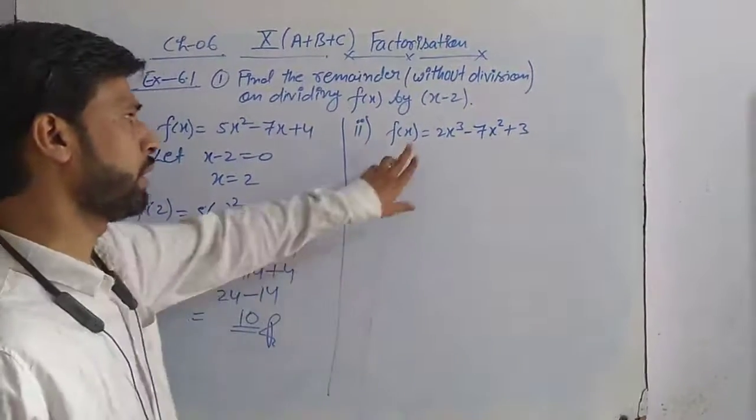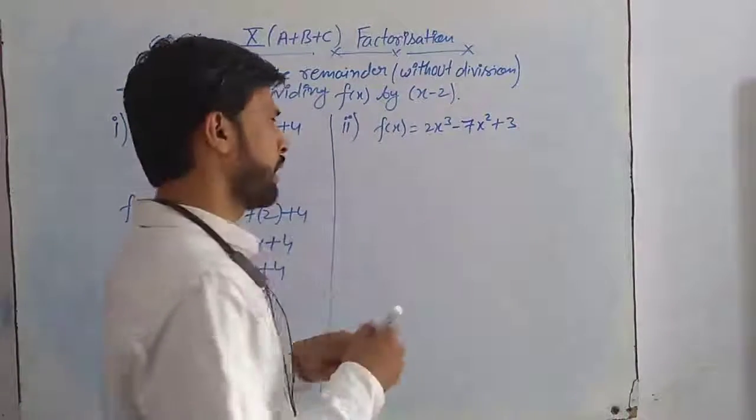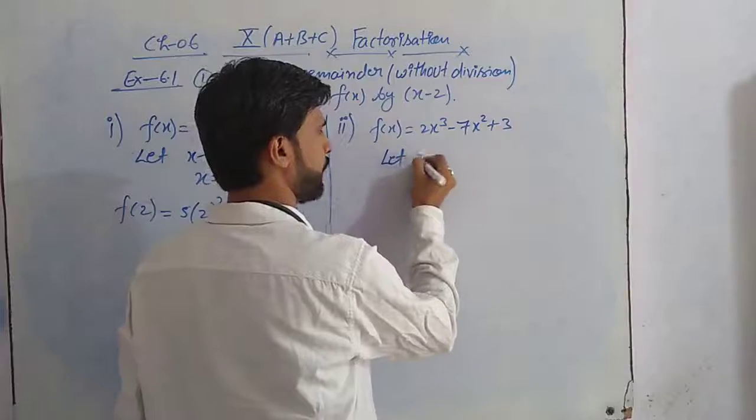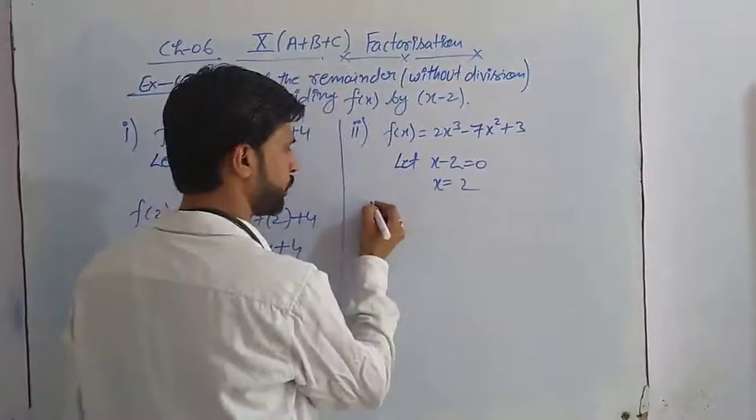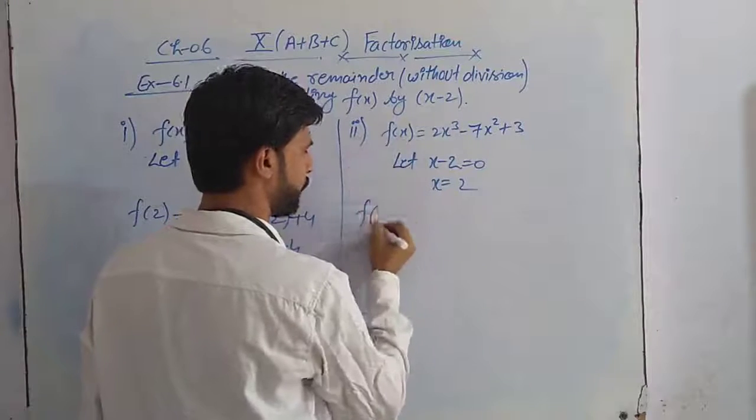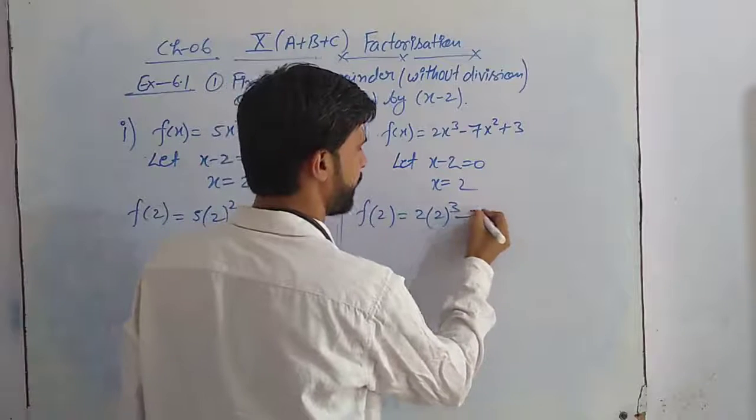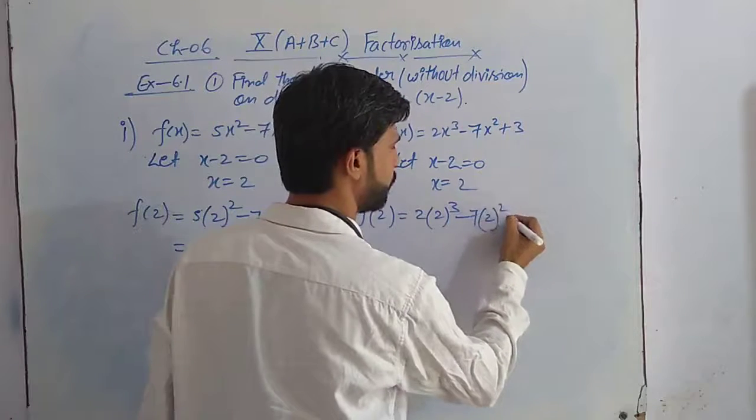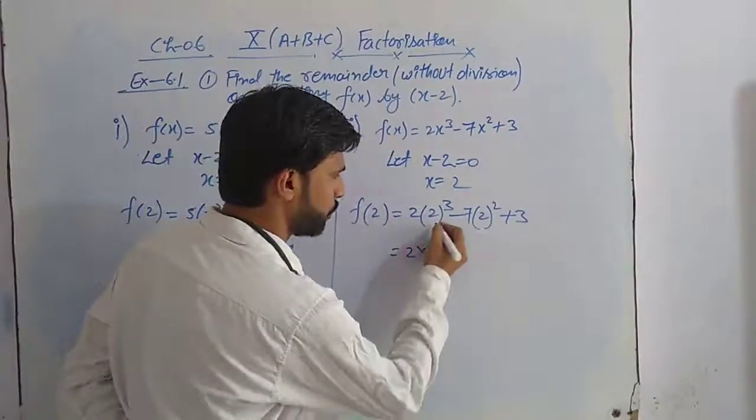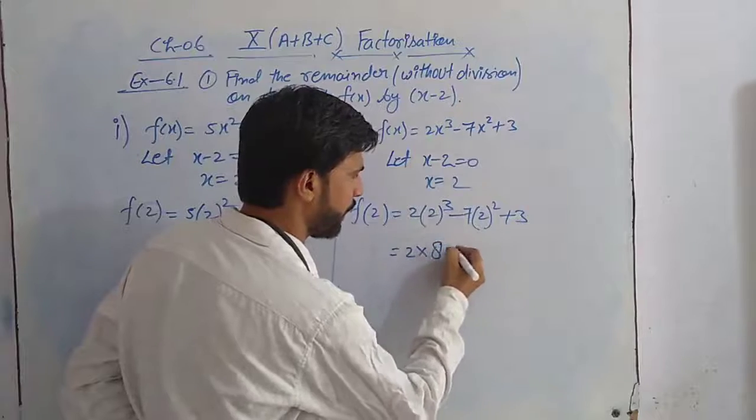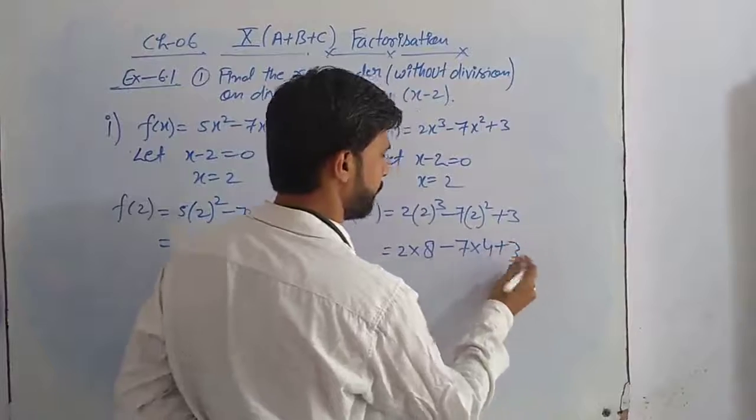And the second part of this question, f(x) equals 2x cube minus 7x square plus 3. Again, let x minus 2 equal 0, then we get x equals 2. Now substituting the value of x in the given function, we get 2 to the power 3 minus 7 times 2 to the power 2 plus 3. Now 2 to the power 3 is 8, minus 7 times 2 to the power 2, which gives 4, plus 3.